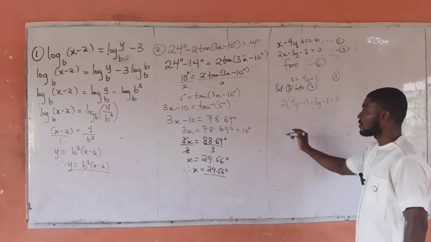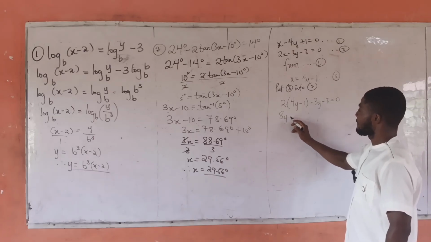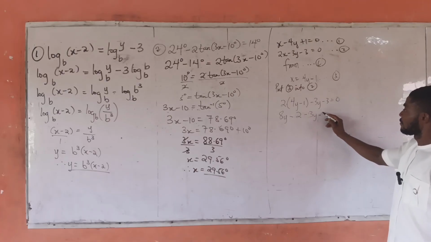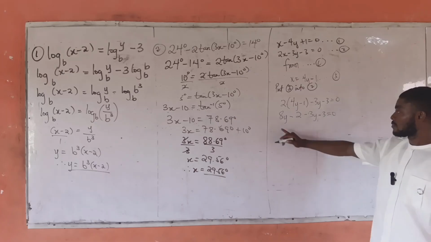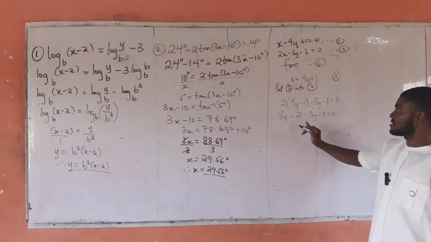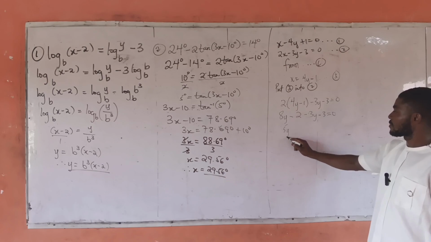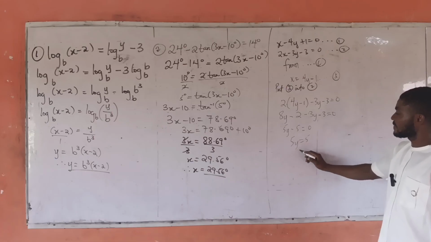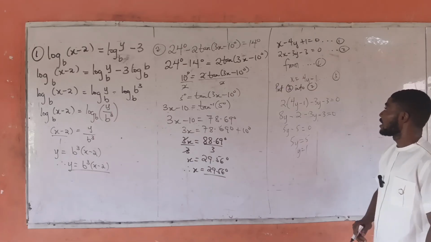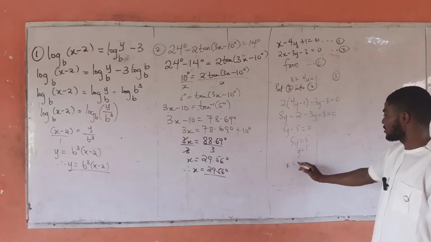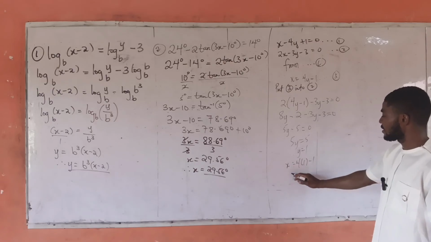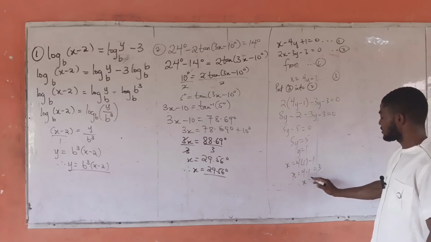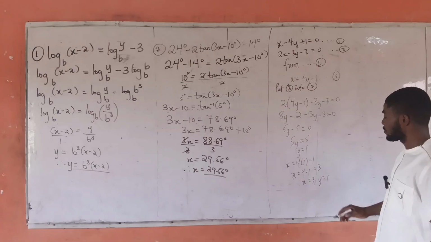2 times 4, 8, 2, 1, 2. Now I can have this and this giving me 5y minus 5 is equal to 0. 5y is equal to 5. Y is equal to 1. If y is equal to 1, then x is equal to 4 times 1 minus 1. X is equal to 4 minus 1, which is 3. Therefore, x is equal to 3, and then y is equal to 1.